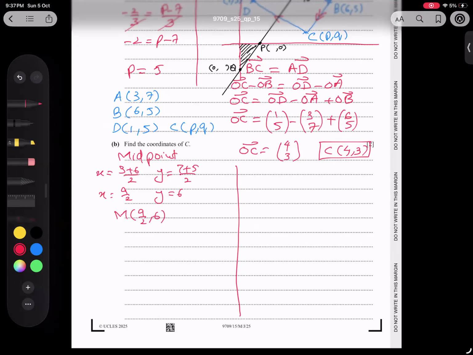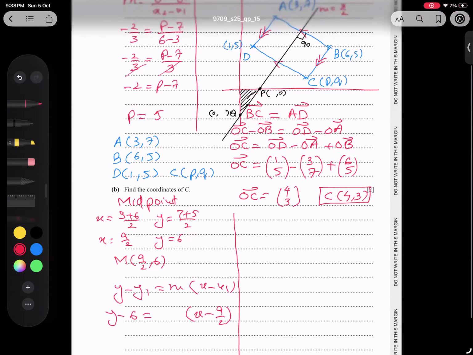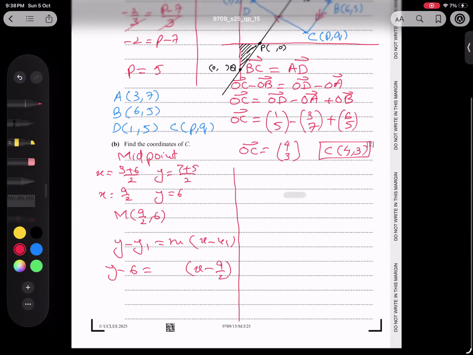So first of all, what is the technique to do it? The equation of a line formula is y minus y1 equals m times (x minus x1). For y1 I will use 6, and for x1 I will use 9 over 2. And the midpoint, you know very well, is the gradient. Gradient, I just got it, and that I got on top, 3 by 2. So this part is very clear, alhamdulillah.